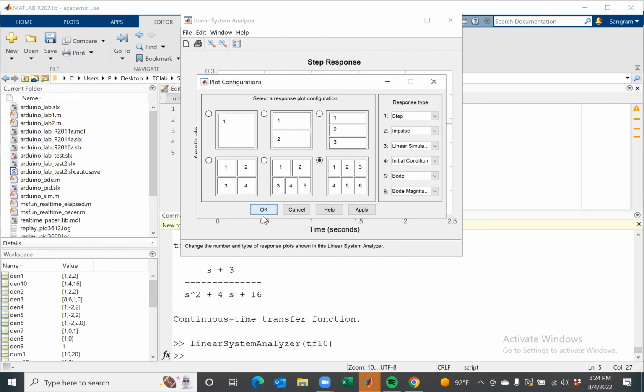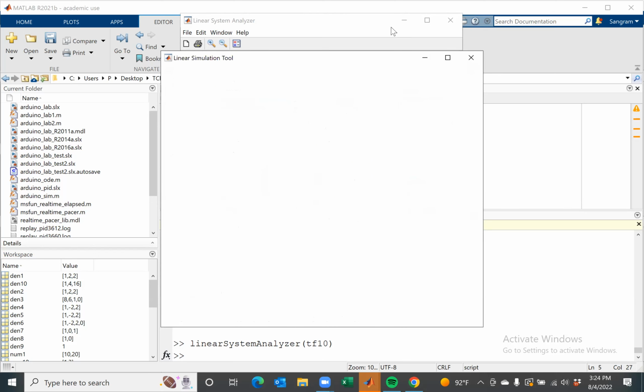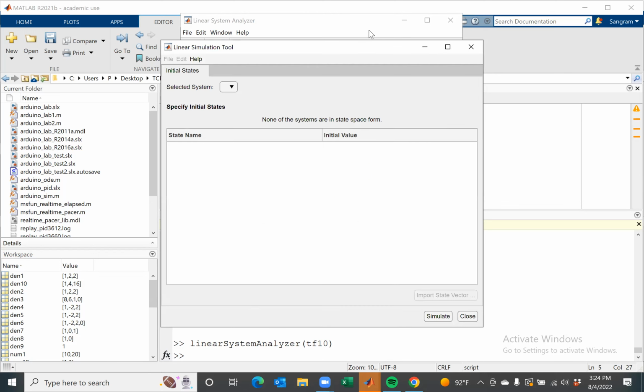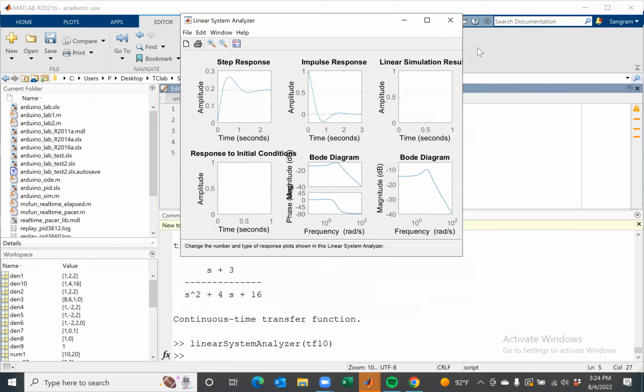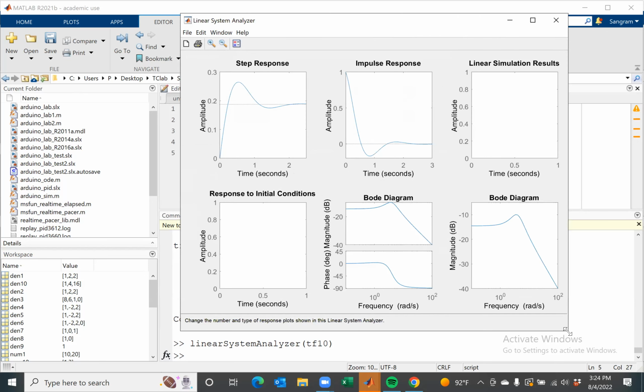So you click OK, and it will give you all these plots. So these are the different plots that MATLAB can generate for you. You can either use SISO tools or you can use the Linear System Analyzer, and both will be able to help you design the system.